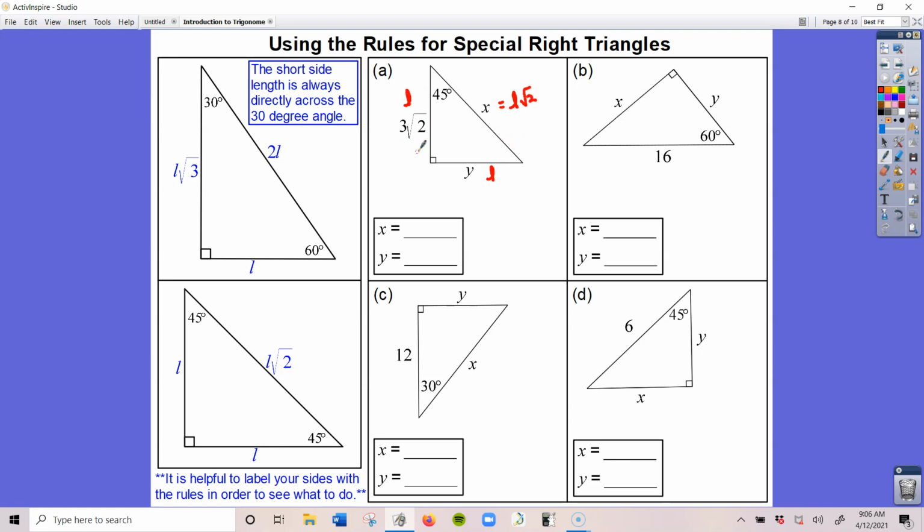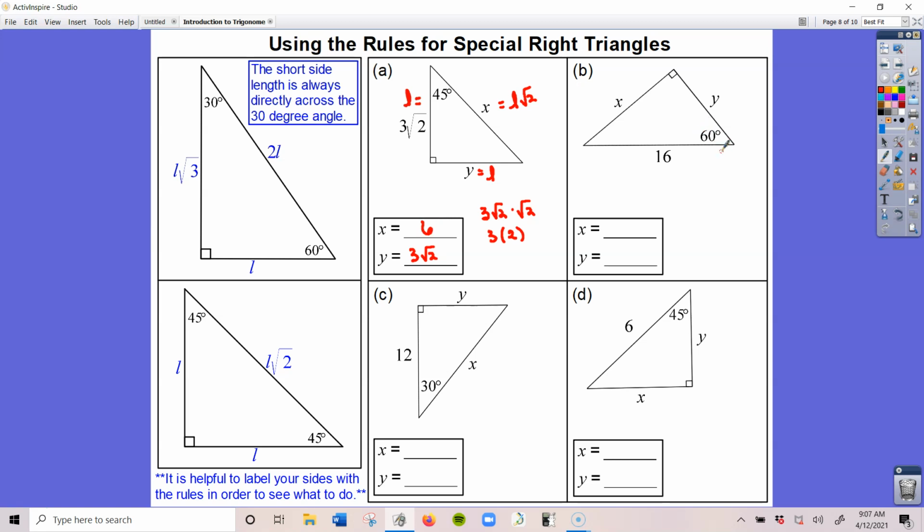I use the side that's given to me. L is equal to the square root of 2, and I can answer the rest of this. See, y here is equal to L, so that means that y is 3 square root of 2. X is equal to L times the square root of 2. So I'm going to take my leg length, which is 3 square root of 2, and multiply that by square root of 2, which gives me 3 times 2, because those square roots would cancel, and I get 6.